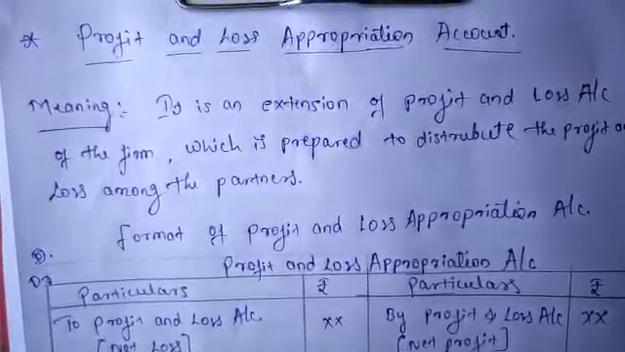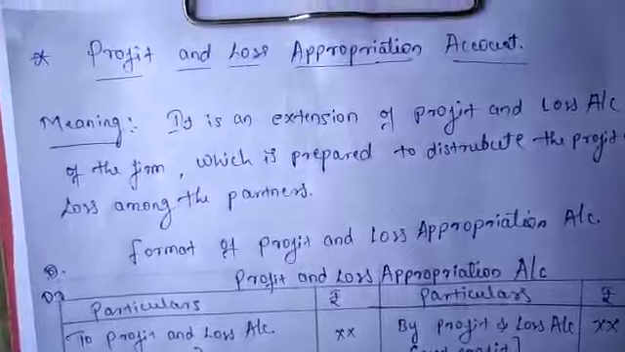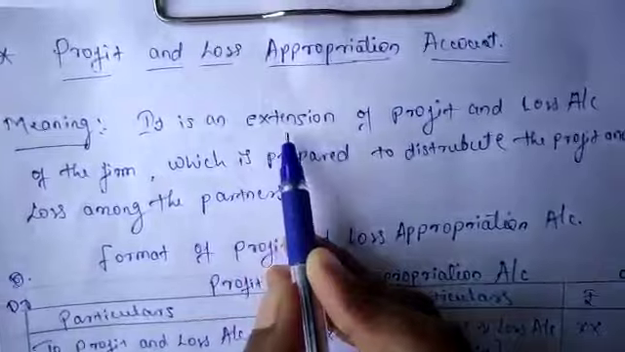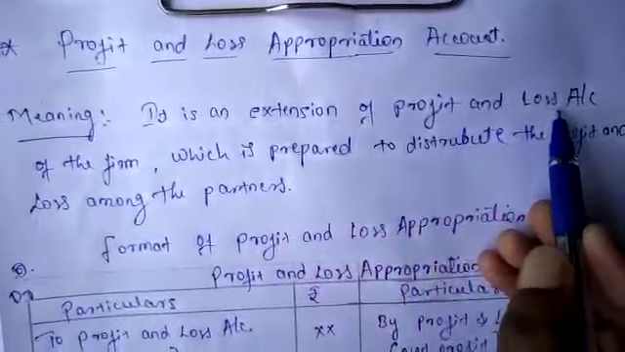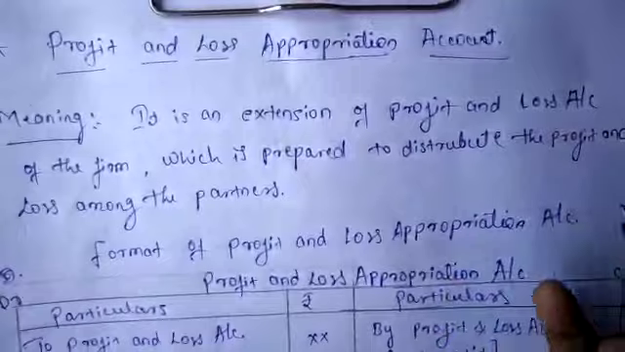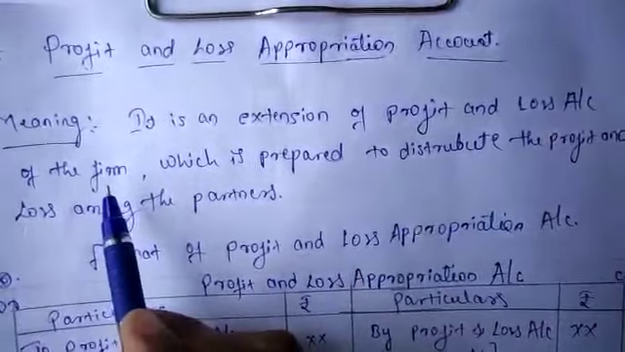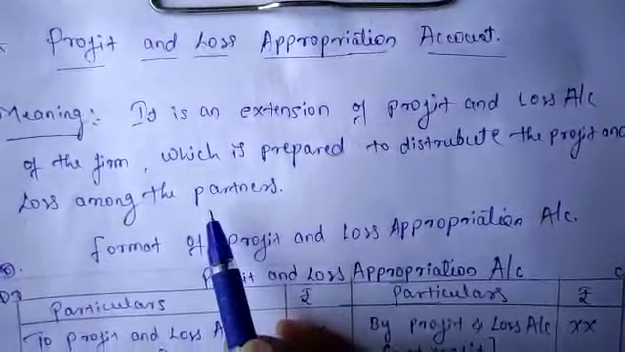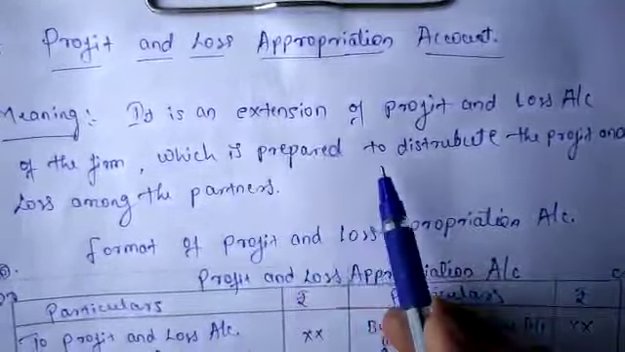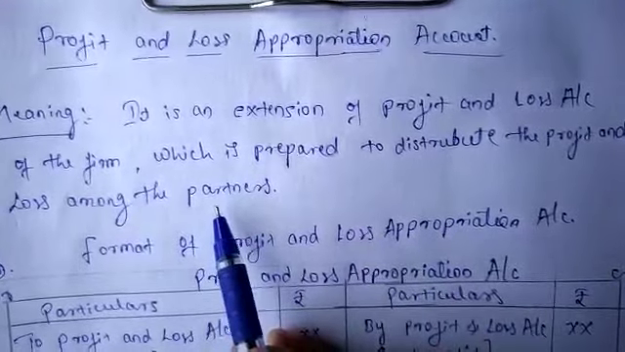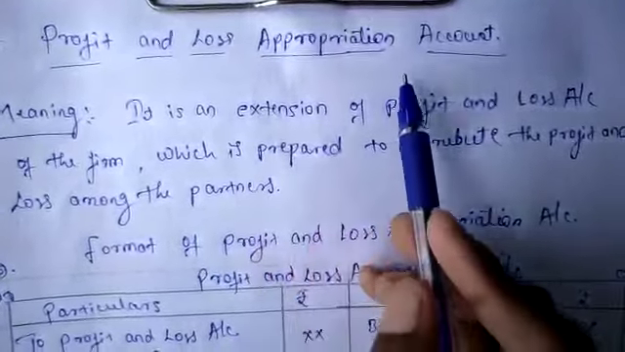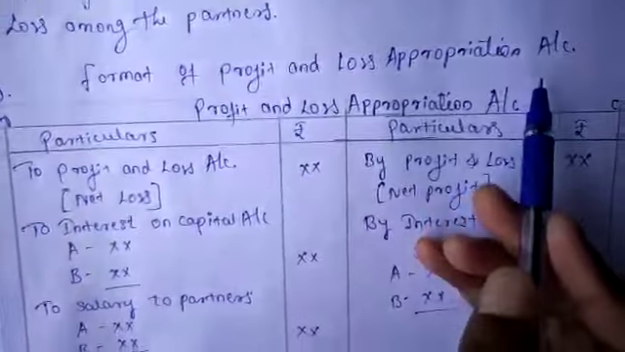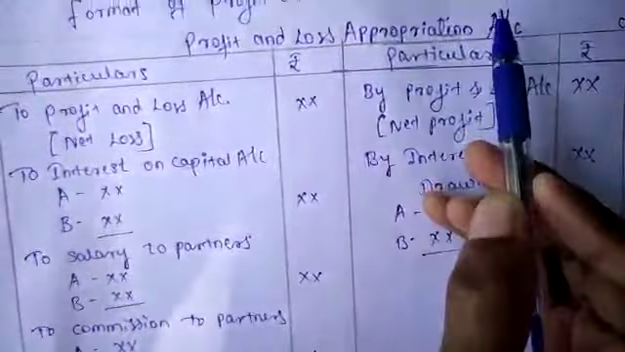Appropriation here means allocation or distribution. The P&L appropriation account is an extension of the profit and loss account, the next step after the P&L account. It is prepared by the firm to distribute the profit and loss among the partners. This is the meaning of the profit and loss appropriation account. Now the format of the profit and loss appropriation account.